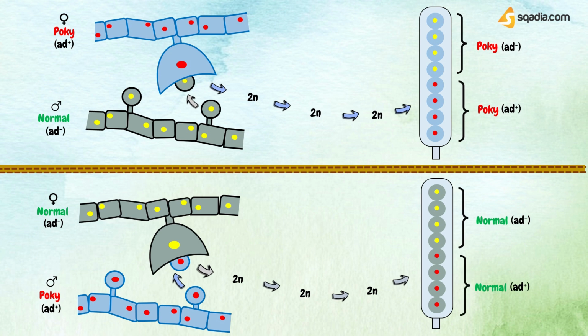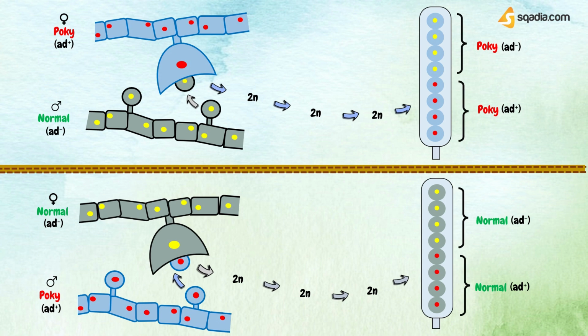positive spores. However, all the spores are normal, not Pocky, because this phenotype is controlled by a mitochondrial gene, and all the mitochondria are supplied by the larger female gamete, as the female parent is normal, so offspring are normal.